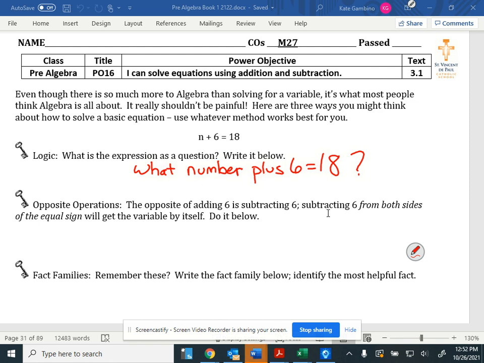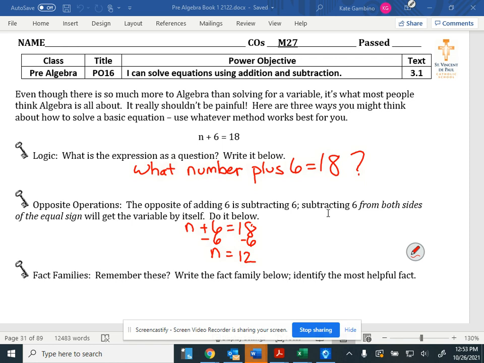Another way is the opposite operations. The opposite of adding 6 is subtracting 6. Subtracting 6 from both sides of the equal sign will get the variable by itself. So again, we have n plus 6 equals 18. So then if we want to subtract 6 from both sides, 6 minus 6 zeroes it out, so we're just left with n. And then 18 minus 6 gives us that 12.